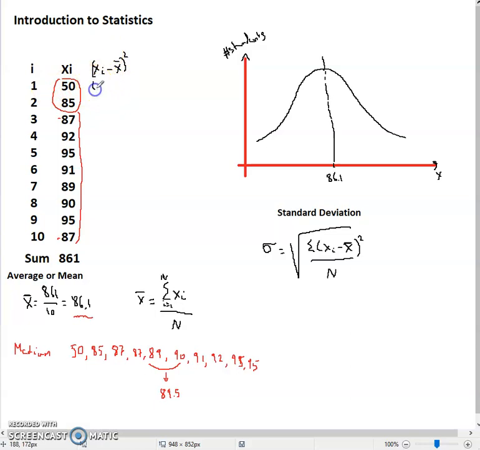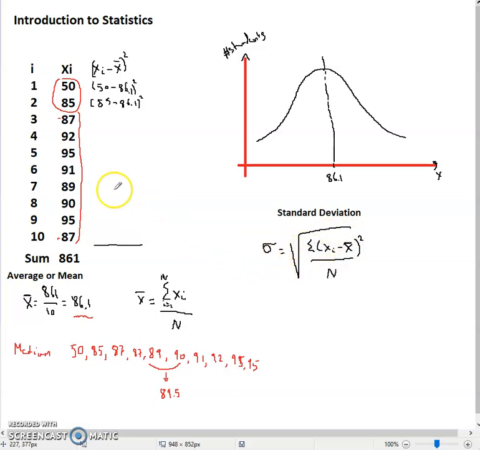So here we'll have 50 minus 86.1 squared. Here we'll have 85 minus 86.1 squared, and so on, and then we're going to sum all these numbers here and use this number to find the standard deviation.